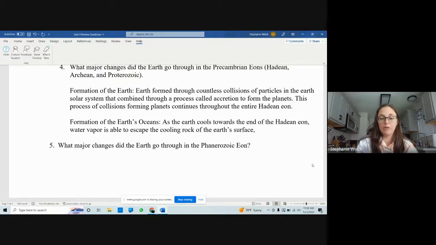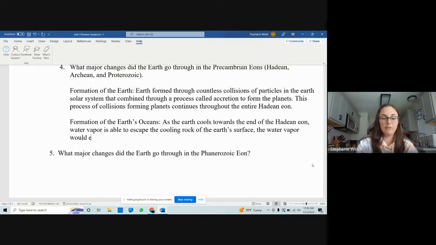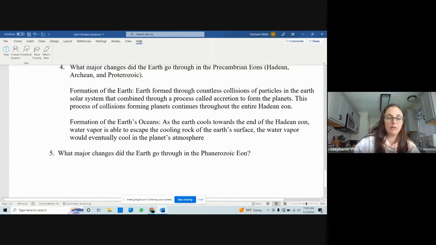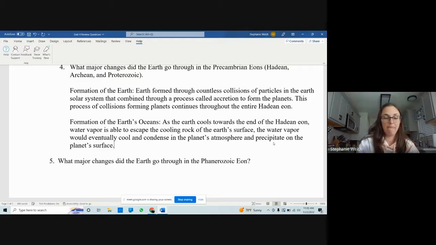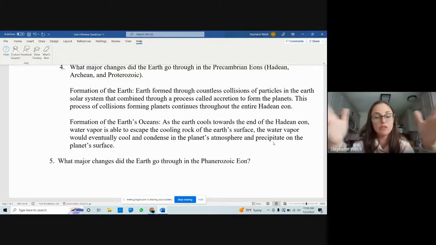Then that water vapor would eventually cool and condense in the planet's atmosphere, and precipitate on the planet's surface, flowing across the surface of the planet, eventually forming rivers flowing into oceans, starting a whole water cycle on our planet.